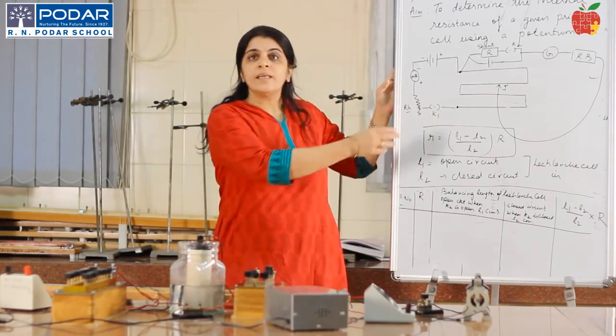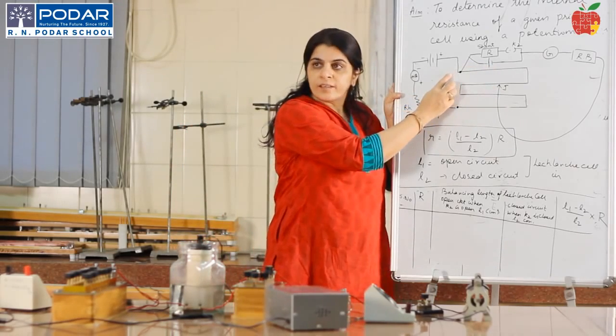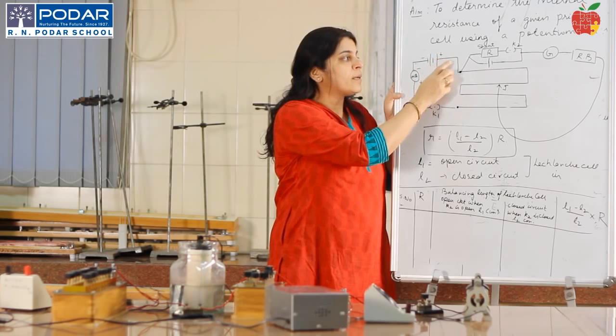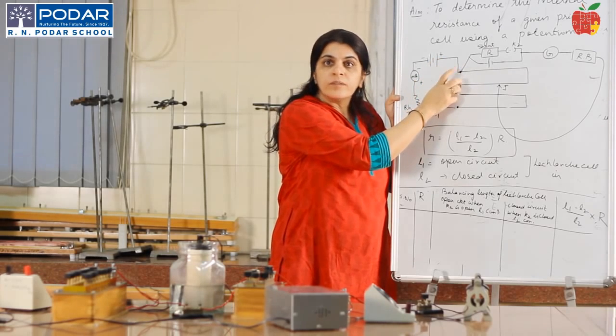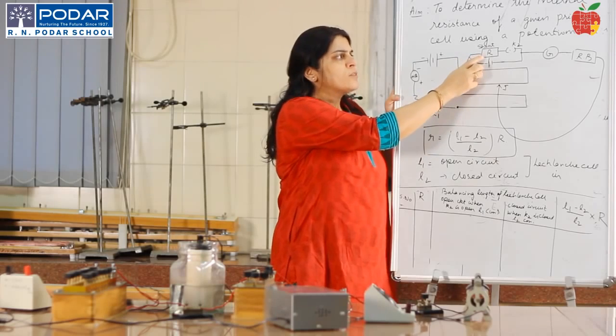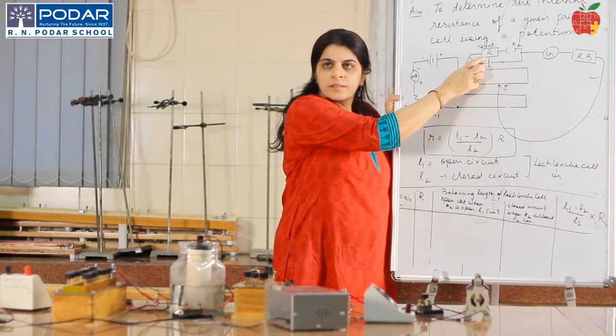Here you can see the positive of the Leclanché cell is connected to this end, and the positive of the driving cell is also connected to this point. So this point is called the initial point of the potentiometer. Can you see this R? R is called the shunt resistance.